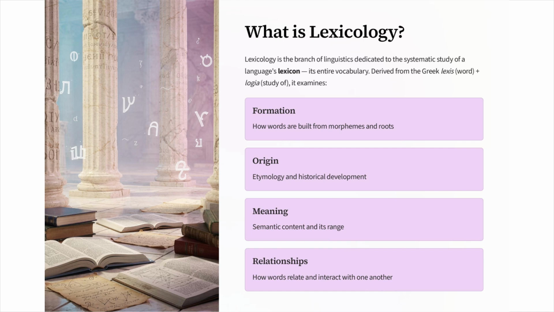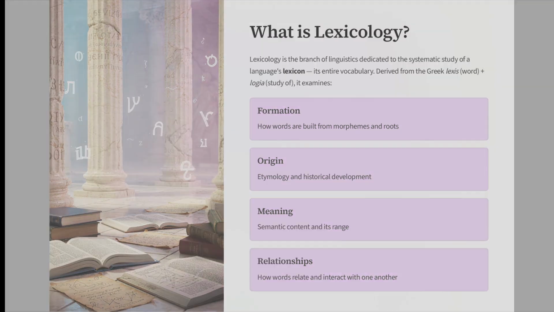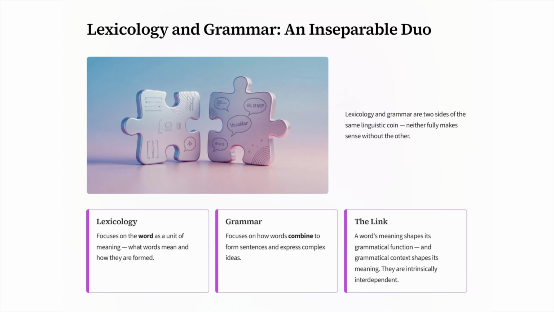It also examines etymology, which tells us about the historical origin of words. In addition, it studies semantic content, meaning the range of meanings a word may carry. Finally, it investigates the relationships between words, such as synonymy, antonymy, and other semantic connections. So, lexicology gives us a complete picture of vocabulary as a structured and evolving system rather than a random collection of items.